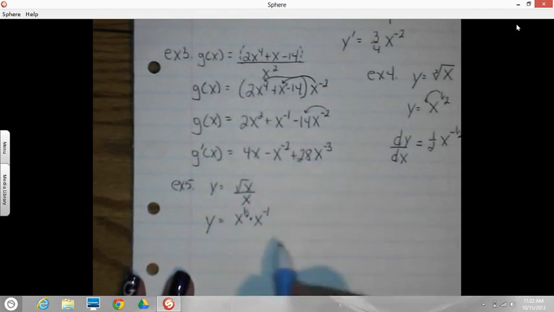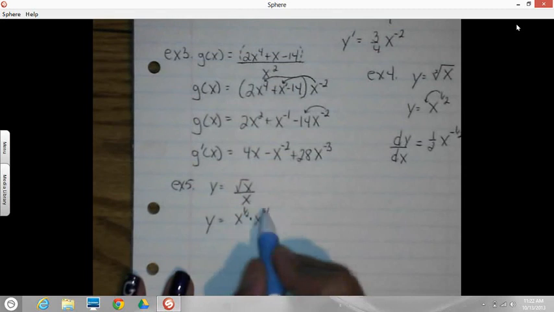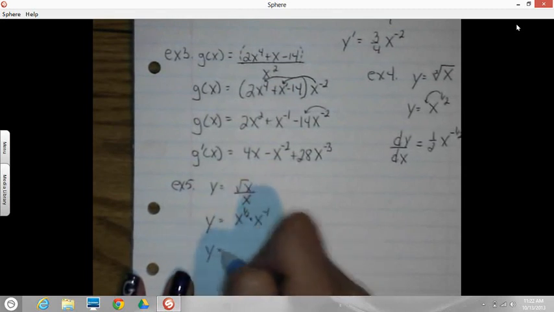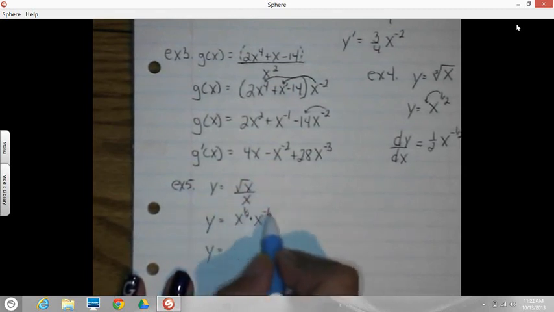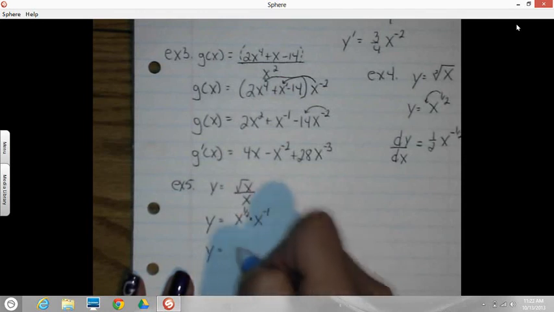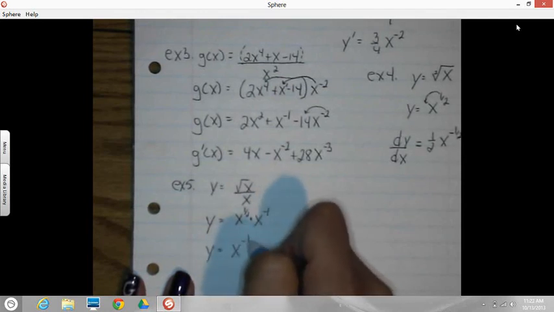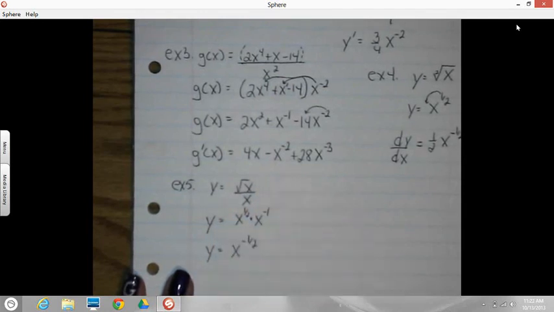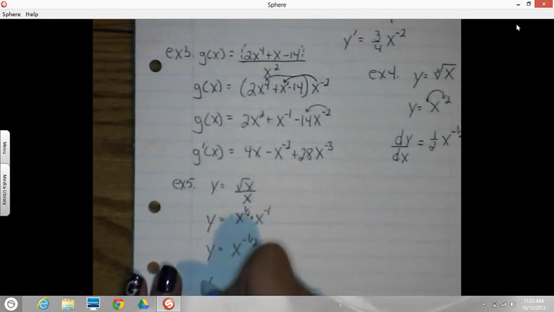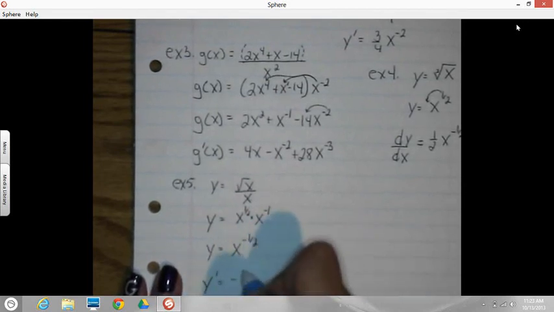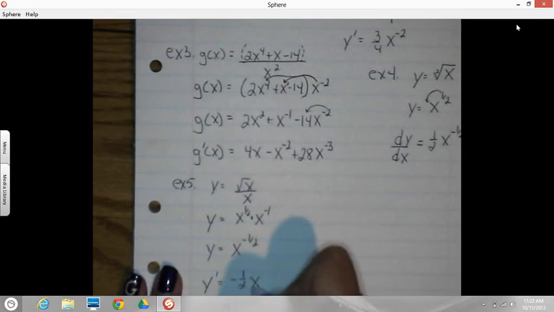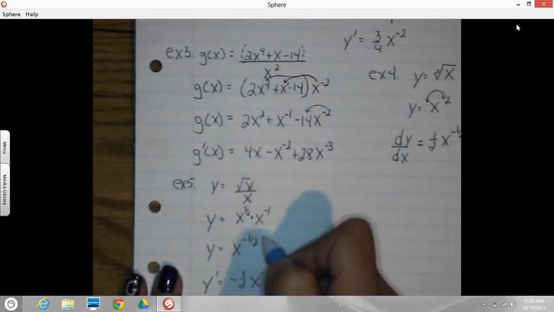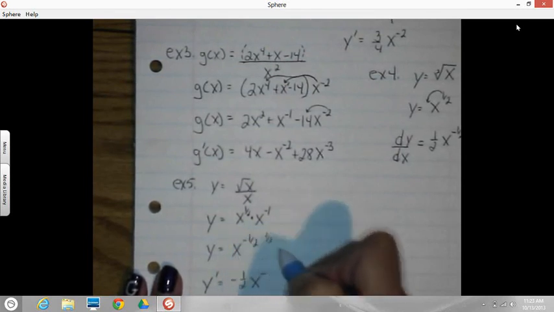Now that I'm multiplying like bases, I add exponents. So this is all still y. I have not done any derivative power rule yet. Adding exponents, I'm going to get negative 1/2. Now it's ready for derivative. Negative 1/2 x to the negative. If I subtract 1 there, that's subtracting 2 over 2. That'd be negative 3/2.